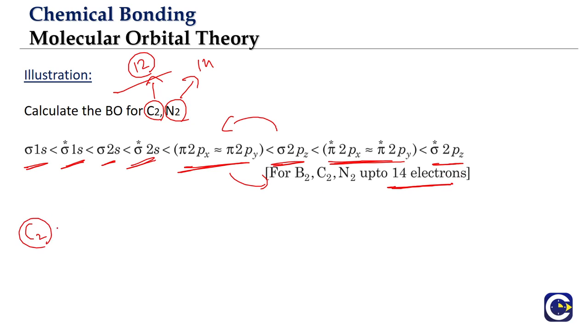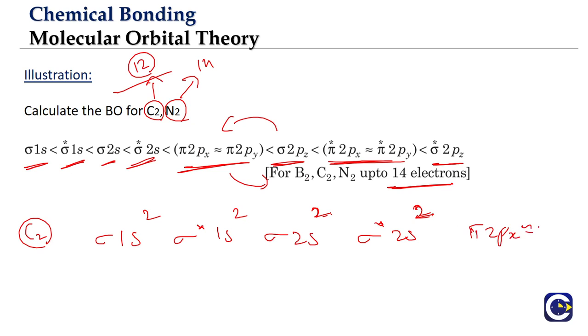So look at this for C2. Sigma 1s we can give 2 electrons. Then sigma star 1s, 2 electrons. Sigma 2s, 2 electrons. Sigma star 2s, 2 electrons. So we have given totally 8 so far. We have 12, right? Then comes pi 2px, which is degenerate with pi 2py. First we give them 1 electron each, and then we pair them. By now we have exhausted our 12 electrons. You can see we are done with the 12 electrons of the C2 molecule.